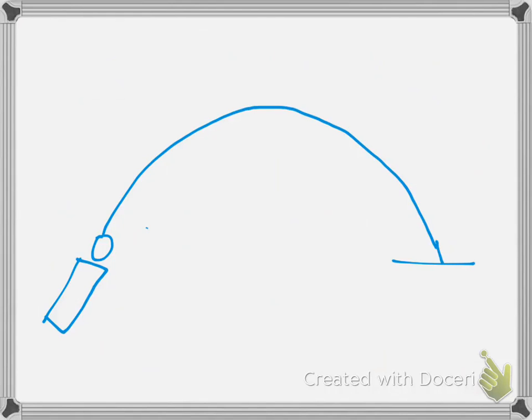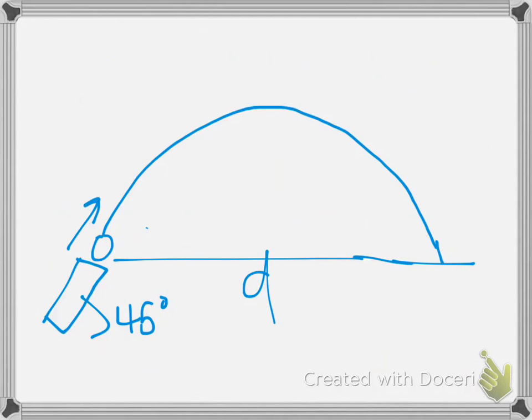Like maybe we want to know how far is it going to go? What is the distance that it's going to go? This thing is shot off at, say, 45 degrees. And maybe we say it's shot at a velocity of 15 meters per second.